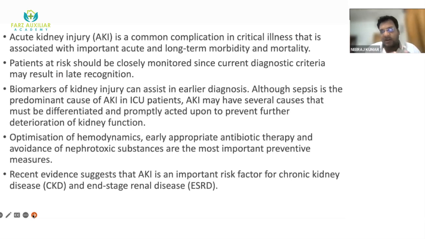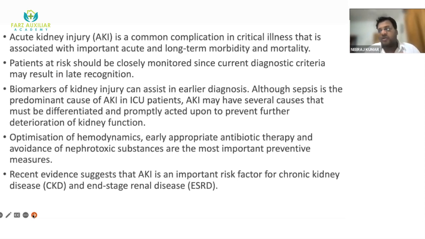Since the current diagnostic criteria may result in late recognition, there have been various developments in these criteria. Previously the RIFLE criteria was there, then later the AKIN criteria, then the Kidney Disease Improving Global Outcomes criteria. Apart from that, there are various biomarkers which assist in earlier diagnosis of acute kidney injury, especially in ICU patients.